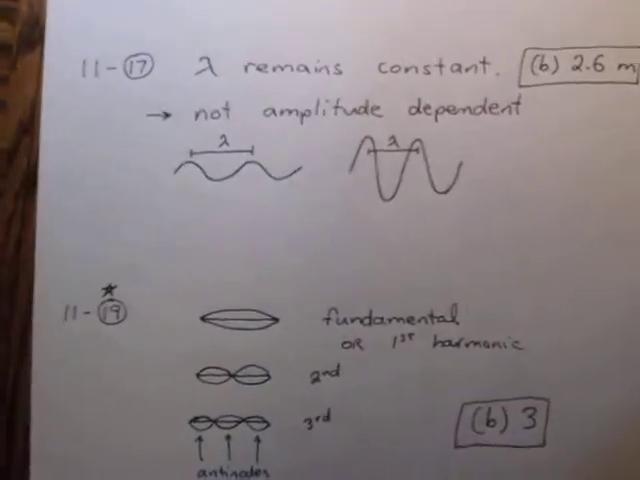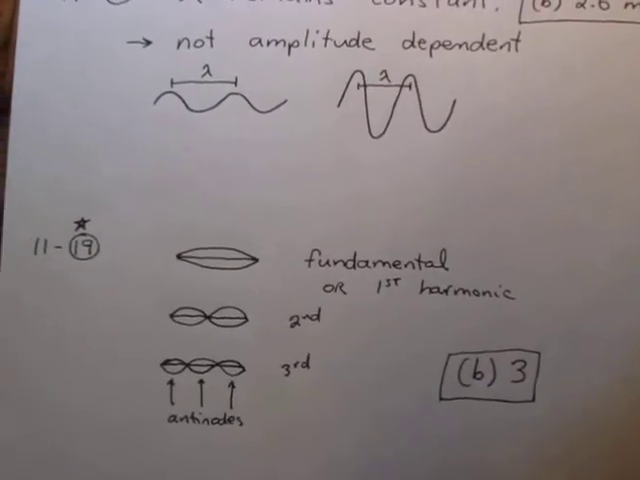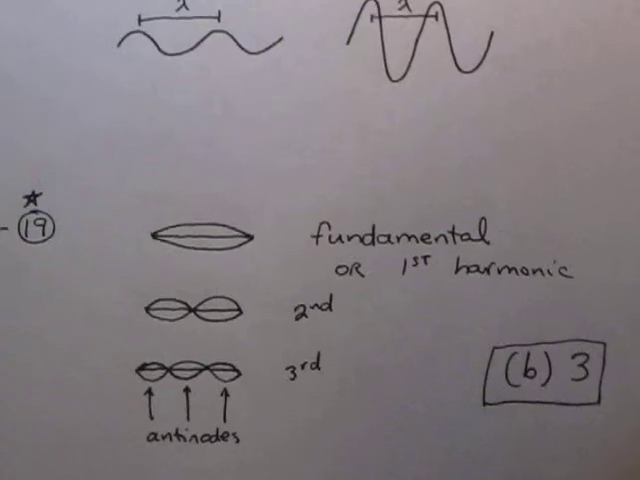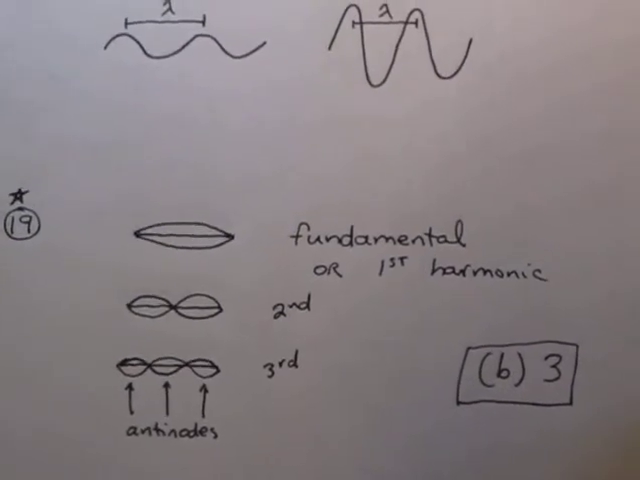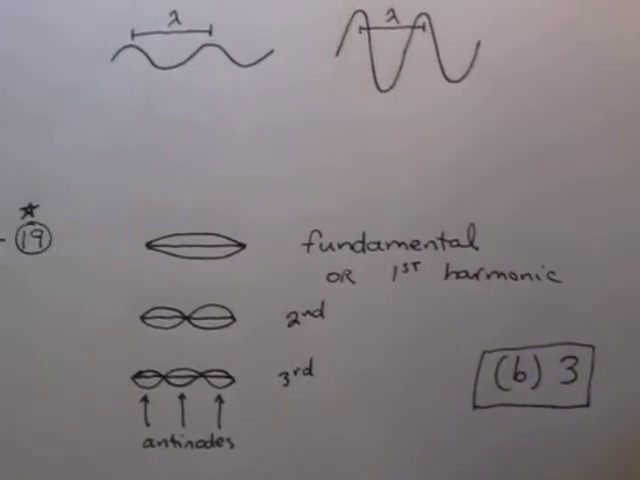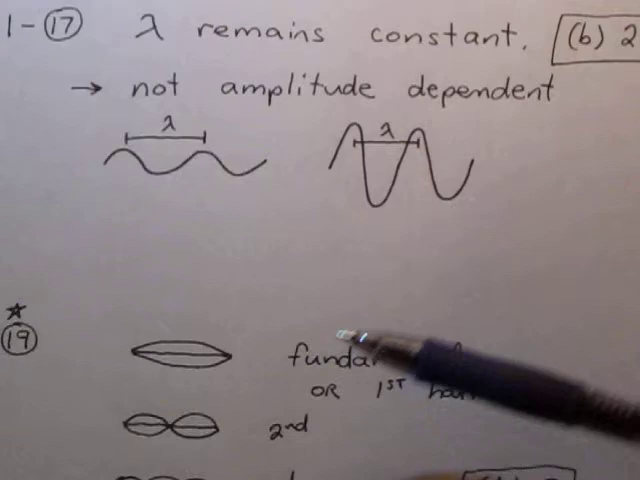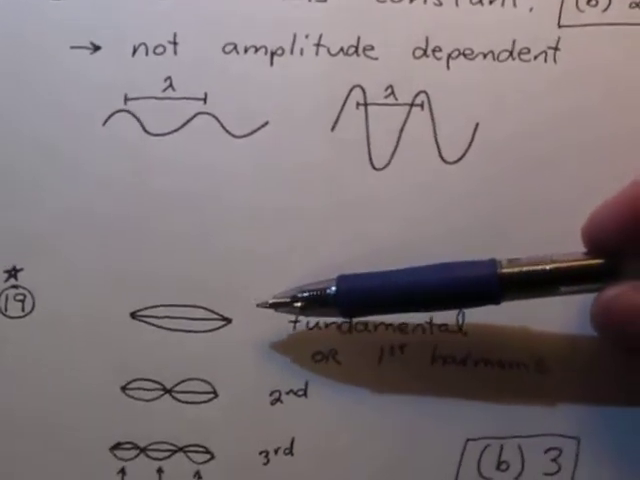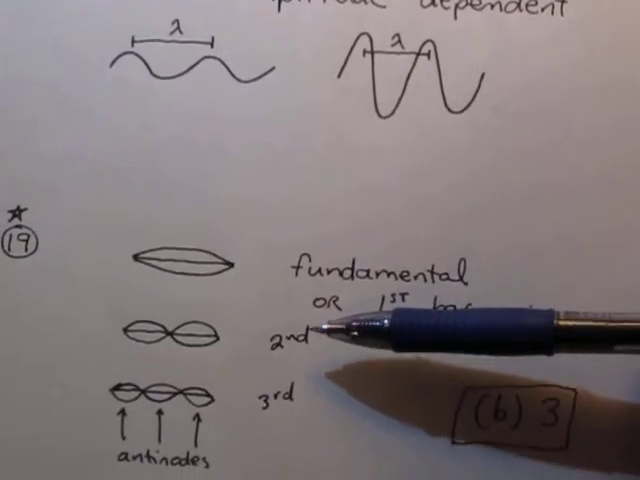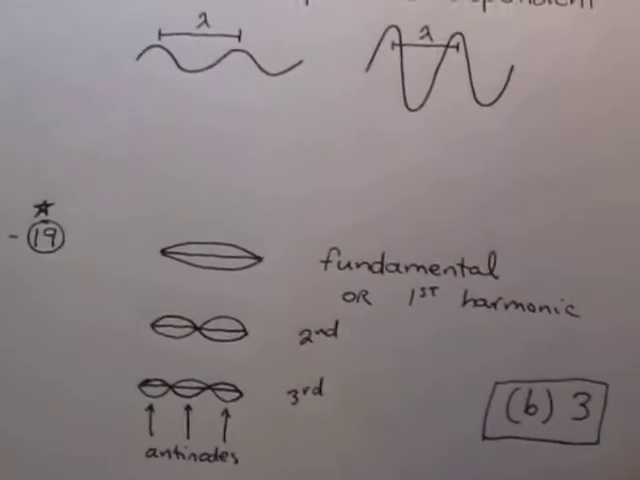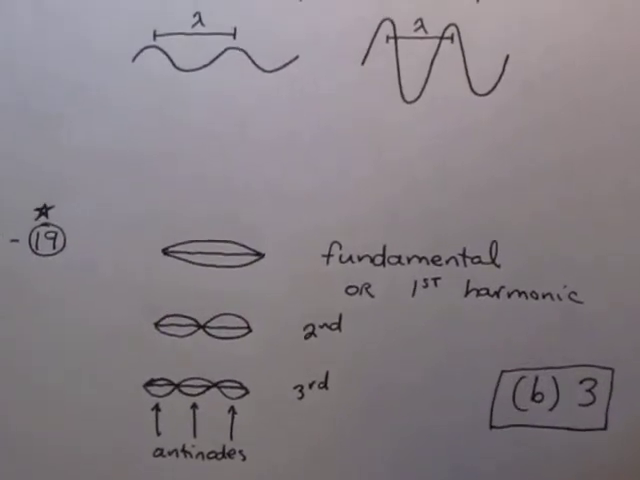Number 19, this one wasn't assigned, but in case you wanted to tackle it, it's asking how many antinodes are on the third harmonic. And just draw pictures on this. So the first one, as I've drawn for you in class, just like the slinky that we demonstrated in class, there's the fundamental, or the first harmonic. The second harmonic is going to have 2 antinodes, and the third harmonic is going to have 3 antinodes. So the third harmonic has 3 antinodes.